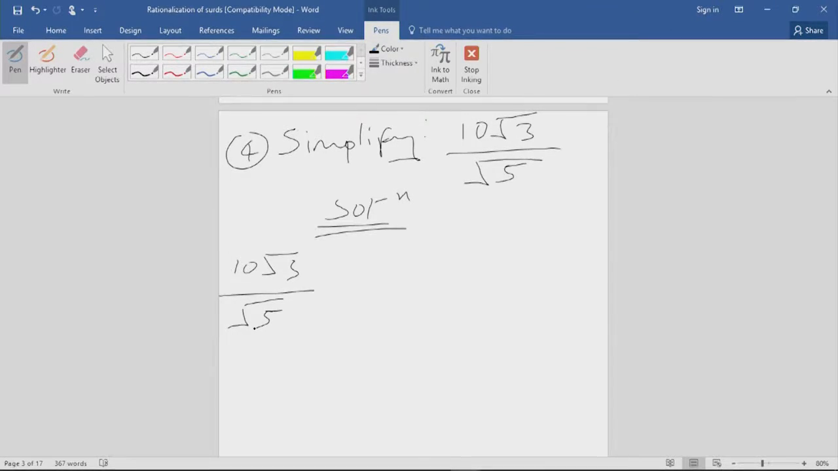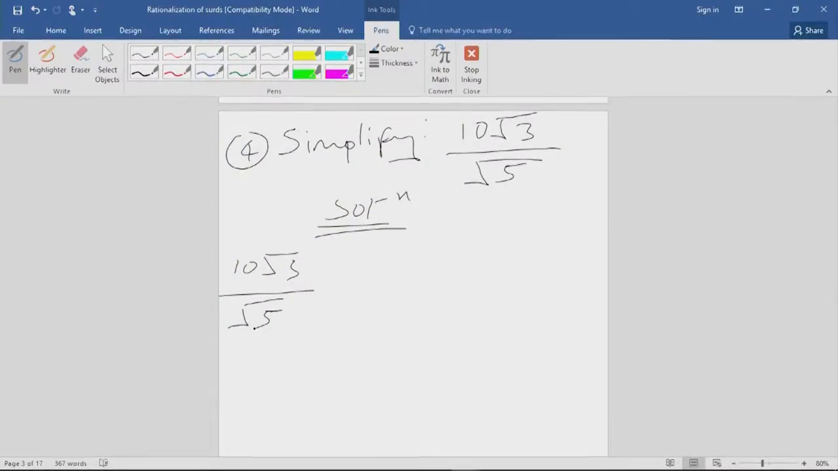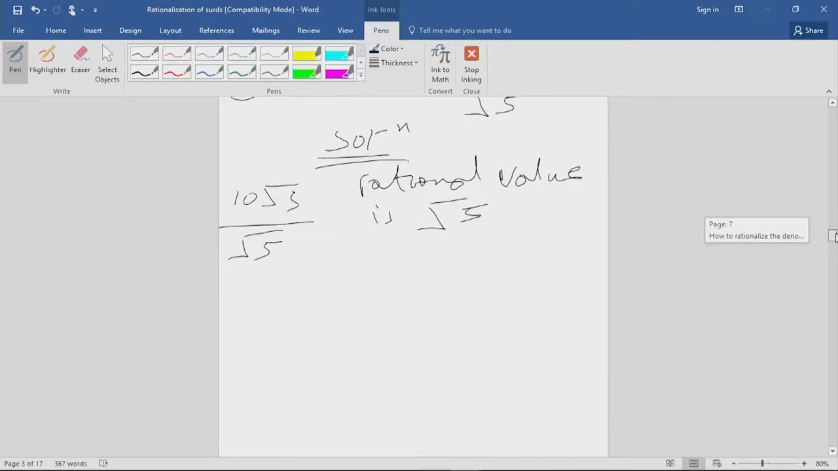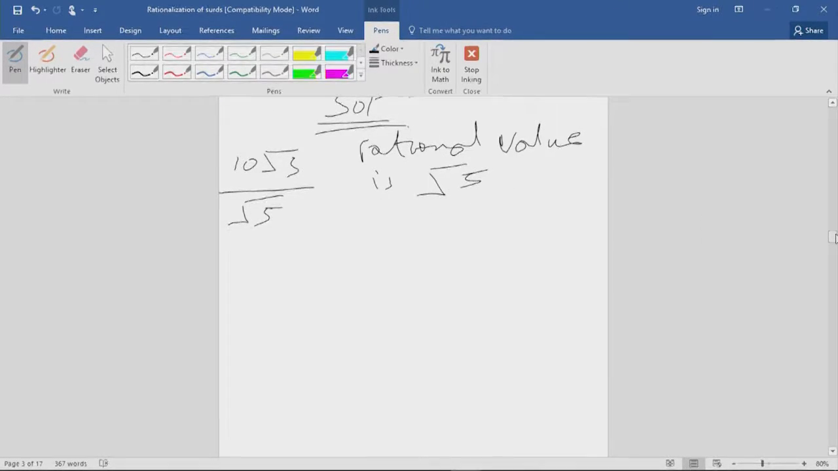That is to say, a form for which you are going to nullify that square root term there. We don't need the square root as a denominator, so you have to find another way to get rid of the square root term. The rational value there is root 5. So we are going to use root 5. We multiply root 5 by both numerator and denominator, then we solve our problem.